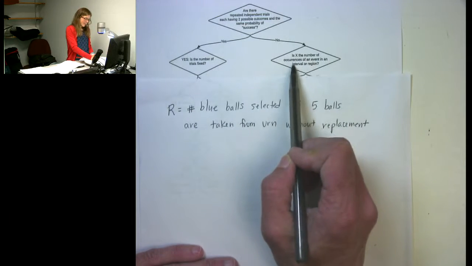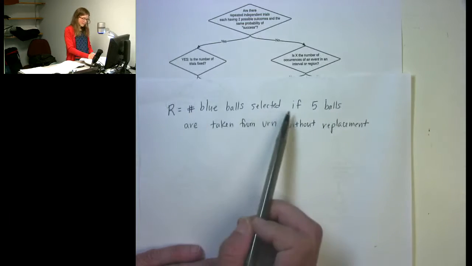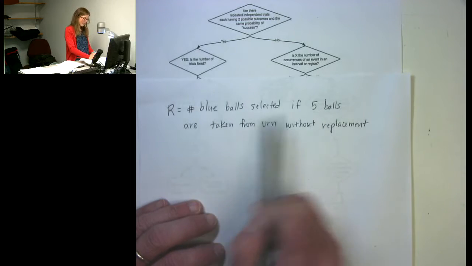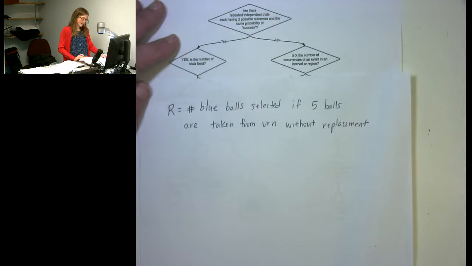X, the number of occurrences of an event in a continuous interval or region. No, this isn't looking over a continuous region of time or space. This is looking at a fixed number of discrete trials. So this is not that situation.